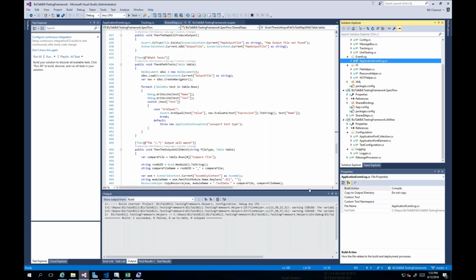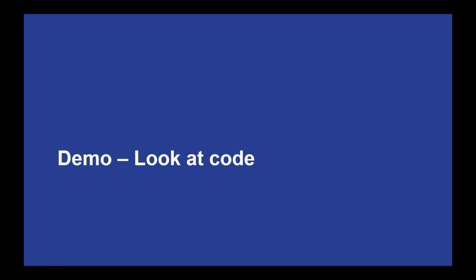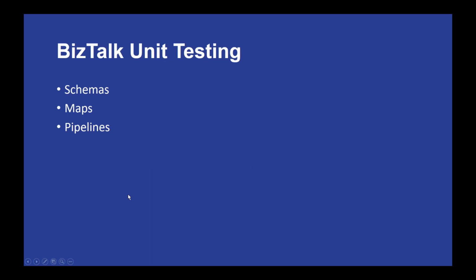So let's hop back to the slides now. What we want to talk about is unit testing. I've already covered a little bit of this. What comes out of the box for unit testing in BizTalk is schemas, maps, and pipelines. The only thing I've implemented so far is the mapping tests. But I think from that implementation of mapping tests, if you really wanted to do schema tests, you could do that pretty easily.